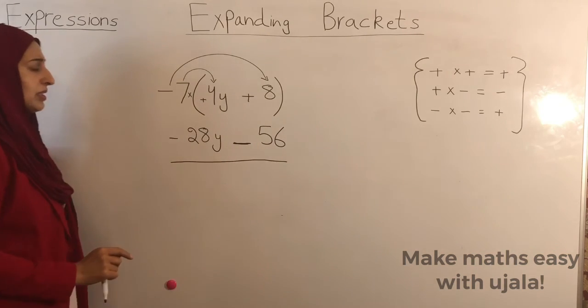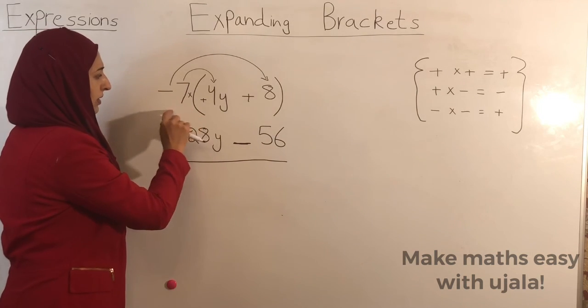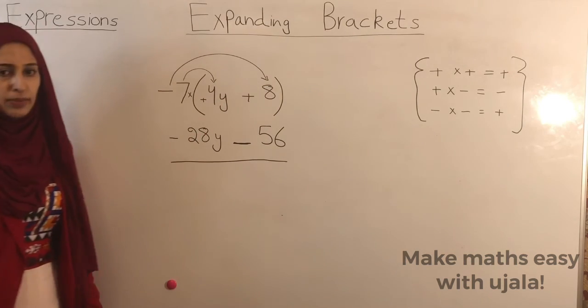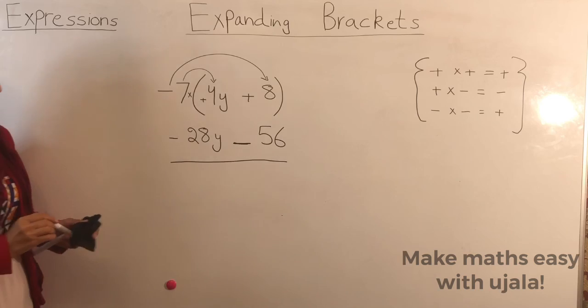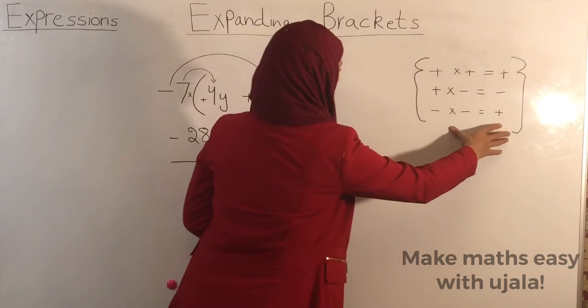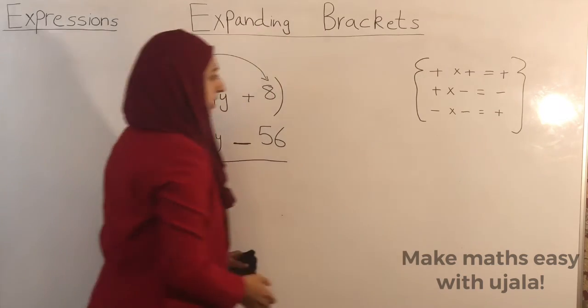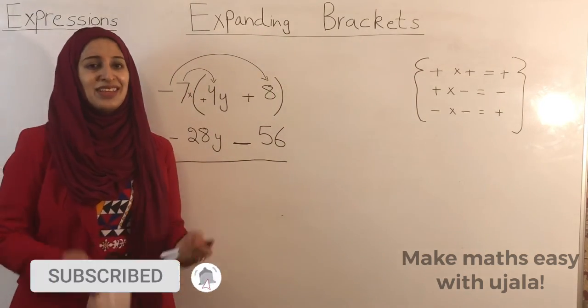So I've explained all the rules as well and how you multiply the number outside the bracket with everything inside the bracket. This is called expanding brackets, and don't get confused with these multiplications with the numbers and their signs. And if you want to ask any question, you can ask in the comment section.